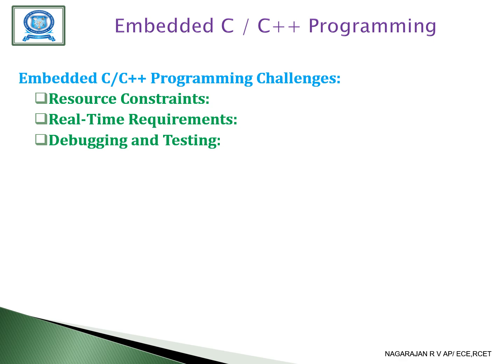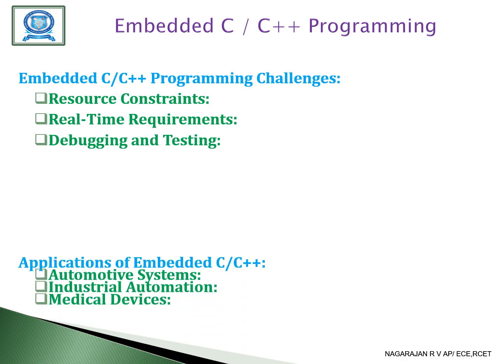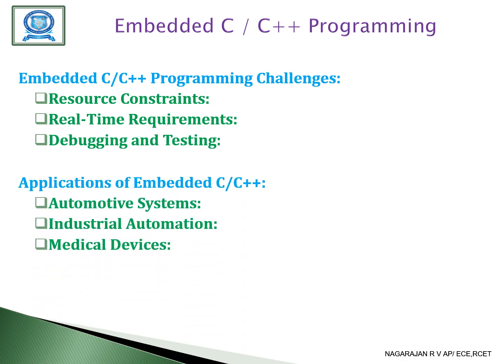Debugging embedded systems can be challenging due to the limited visibility into the system's internal state. Now let us see the applications of embedded C and C++. The applications are consumer electronics, automotive systems, industrial automation, and medical devices. In consumer electronics, embedded C++ is used in the development of firmware for devices like smartphones, smart watches, and home automation systems.